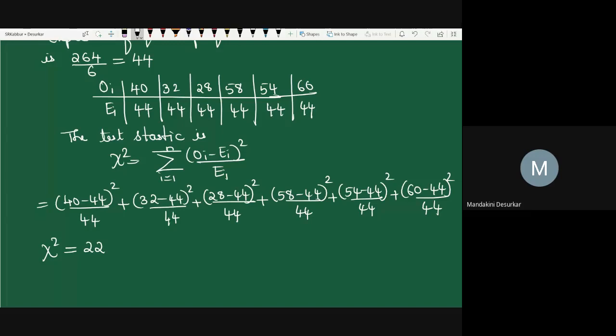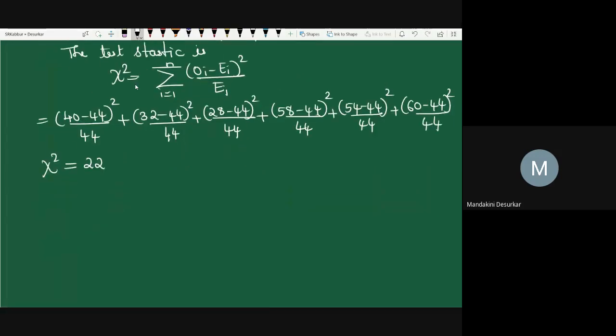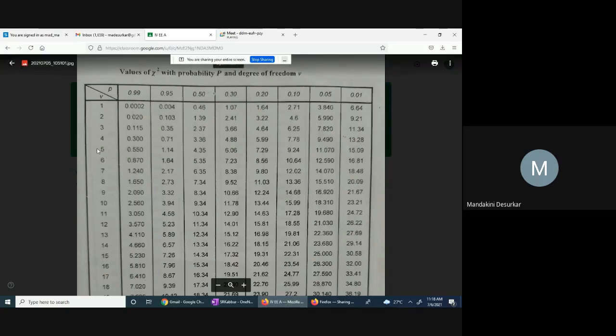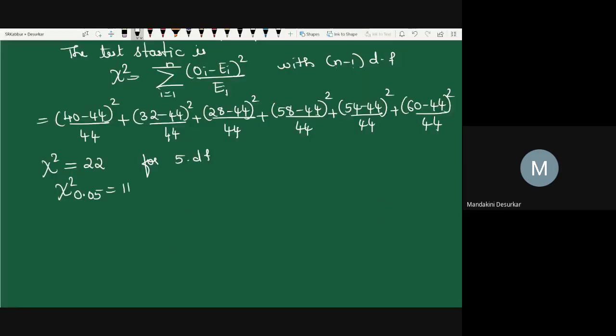Check. Once I get the value, I have to compare. How will I say that it is accepted or rejected? Check chi-square of 0.05 with degrees of freedom n minus 1, which is 6 minus 1, so 5 degrees of freedom. Go to the fifth row for 0.05. It is 11.070 for 5 degrees of freedom.